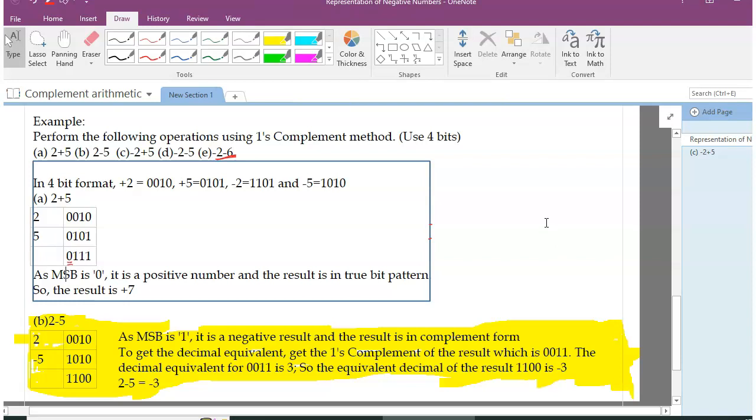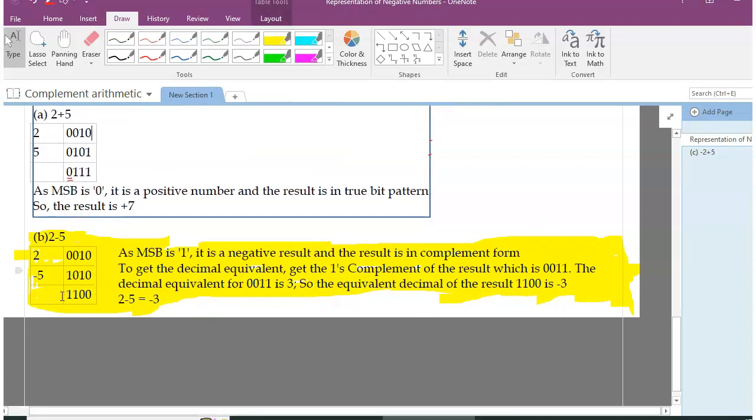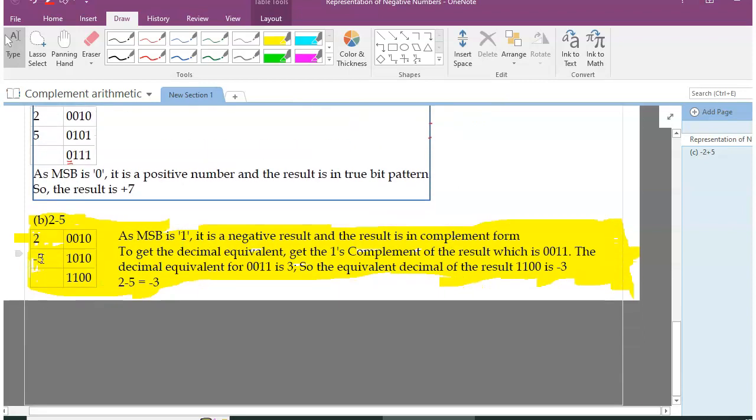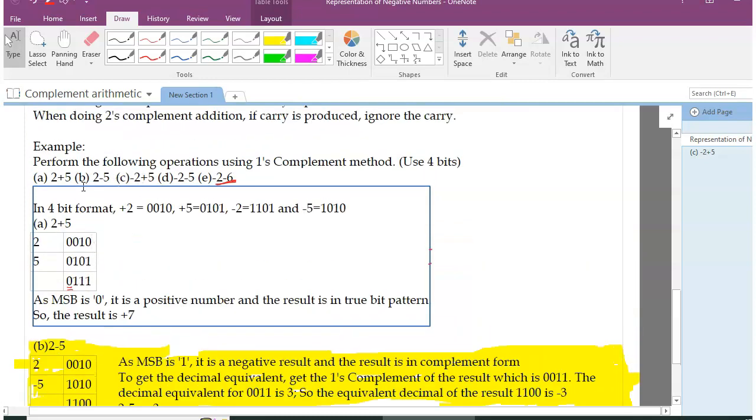Right. Now let's see the second example. 2 minus 5. 2 is 0010. Minus 5 is 1010. That one is given here, right? So I have written the ones complement of minus 5 and then I am going to add. Meaning to perform 2 minus 5, I am doing 2 plus minus 5.